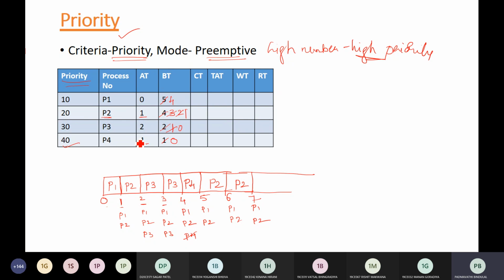Again at the 7th instant you don't have any new process in the process table. So again you execute P2 only, because it is having high priority. So P2 is executed for one more instant. Now it will be the 8th instant and its burst time is 0. That means now you can remove P2 from your ready queue. Now you are left with only one process, that is P1. So what is the remaining time of P1?